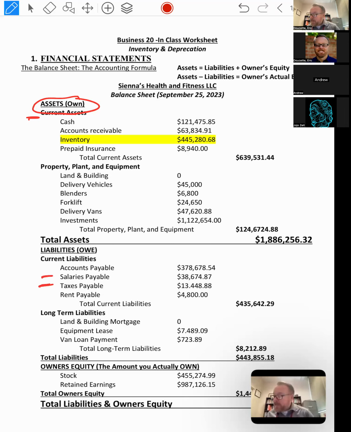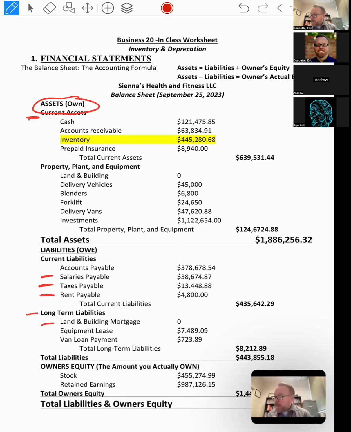Then you have taxes payable. Those are going to be coming due pretty soon, so you need to have that set aside. Then you have rent payable. So those are all your current liabilities. Again, these are the things that are going to be due in the very near future, usually 3 months or so or less. And then you have your long-term liabilities.